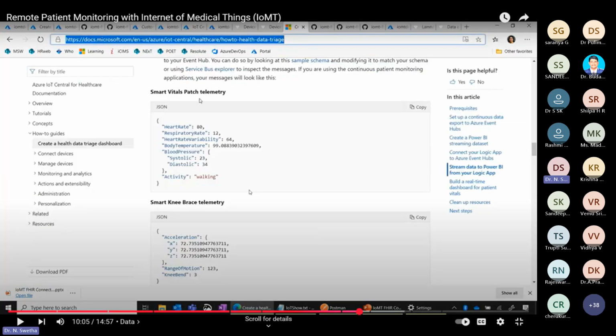See, this is what I have put in the slide also. You can see heart rate, respiratory rate. So this is one. For example, smart knee brace telemetry: acceleration, range of motion, knee bend. They are using JSON, but we have used both formats, CSV as well as JSON. So any format, it's up to us.